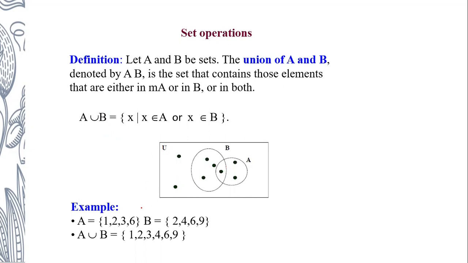For example, here A is equal to {1, 2, 3, 6}, and B is another set. A union B means I need to cover the elements which belong to A or B, and of course those belonging to both also. For example, 2 and 6, which belong to both, we take them too. Overall, we consider all the elements belonging to A as well as belonging to B together, and list them out. That is A union B.